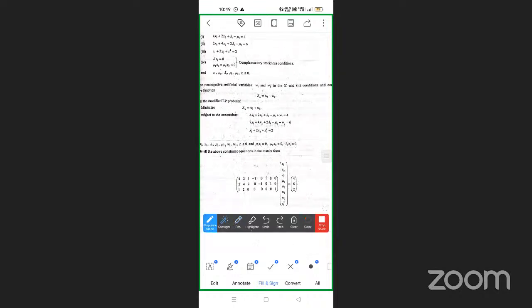After converting QPP into LPP, we can follow the simplex method. So up to here, conversion. Next, we can follow the simplex method. In the previous class, we covered the simplex method, big M method, and two-phase method. Here we are using only the big M method.